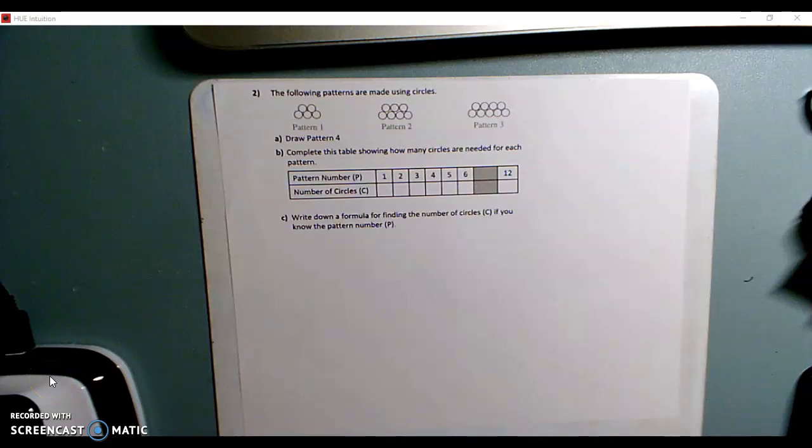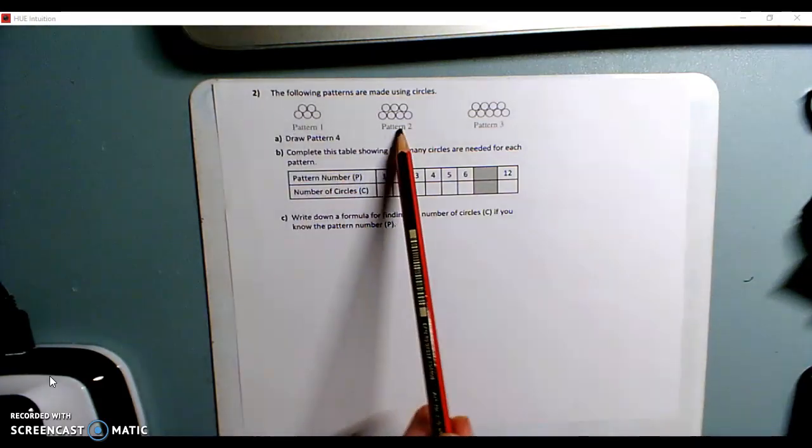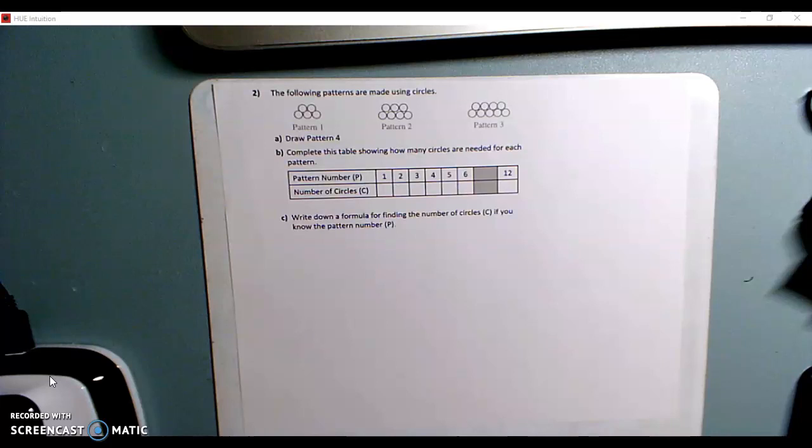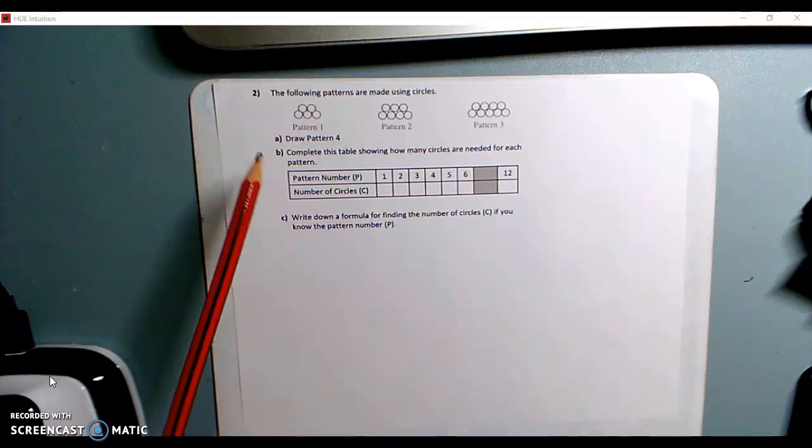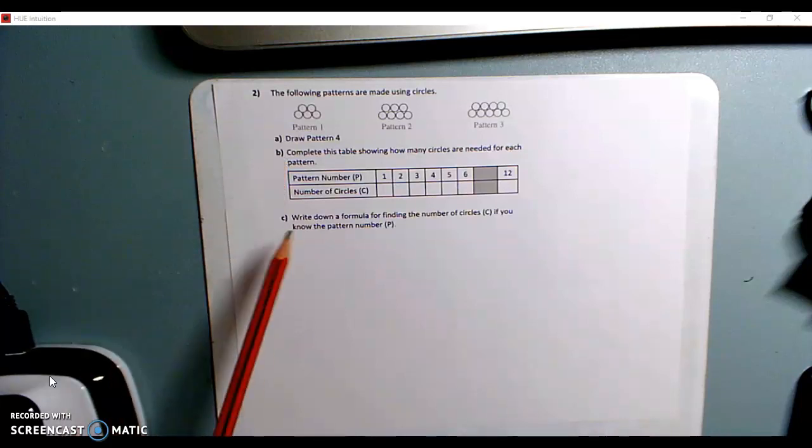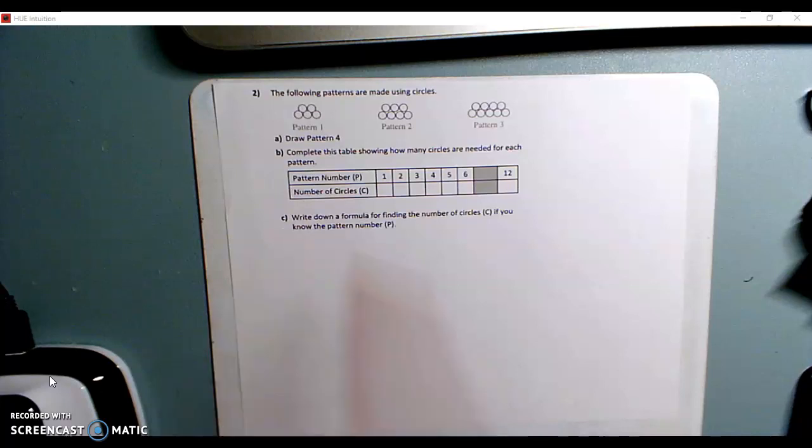Here's another sequence question. The following patterns are made using circles. So we have pattern 1, pattern 2, and pattern 3. We want to draw pattern 4, complete the table, and then write down a formula. So let's start with part A. We want to draw pattern 4.